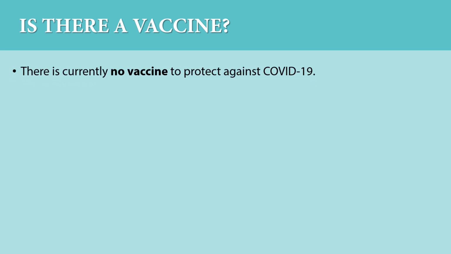Currently there's no vaccine to protect us against COVID-19, but they are working on one. In fact, today when I was listening to the news, they started a trial of, I think it was 45 people who are going to try out a new vaccine. But even at that, they are saying a vaccine is like a year away.